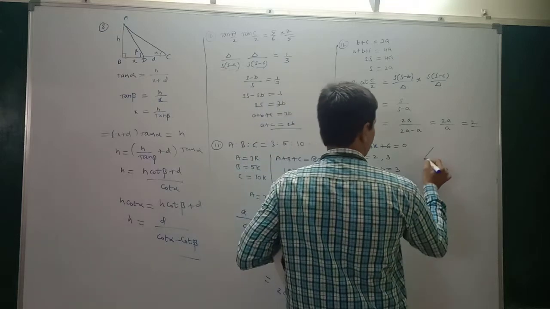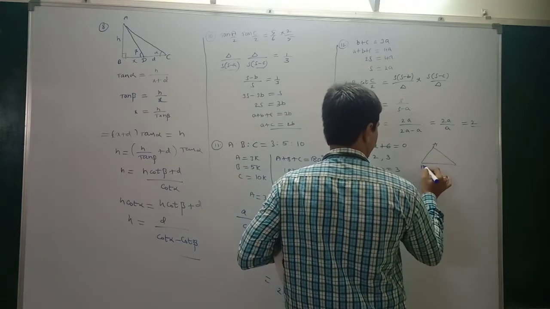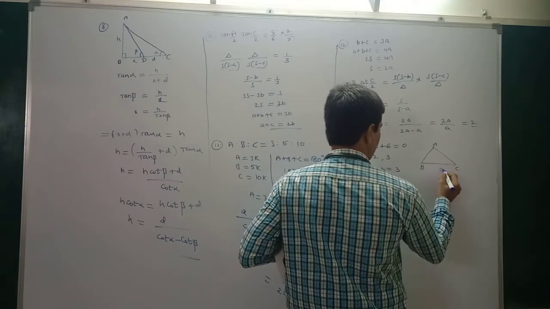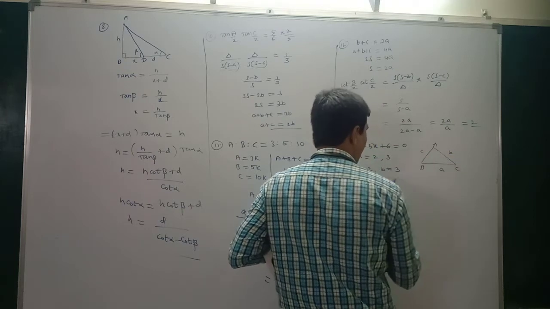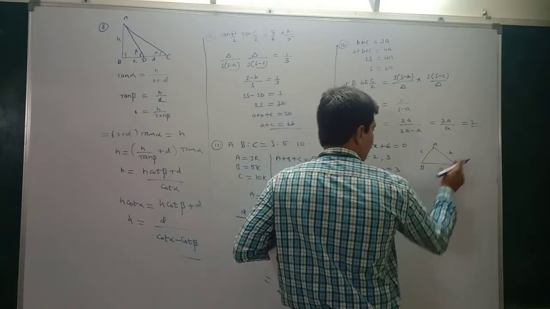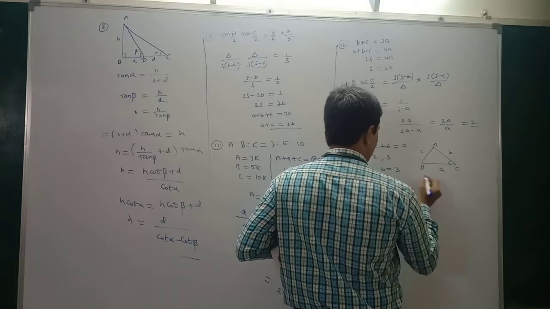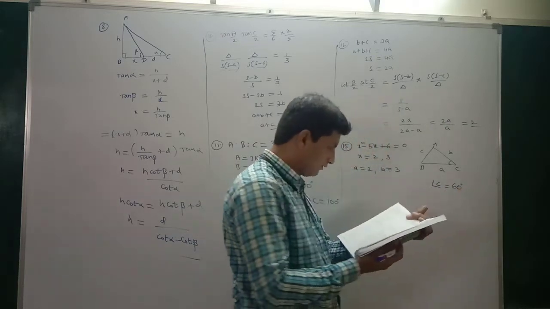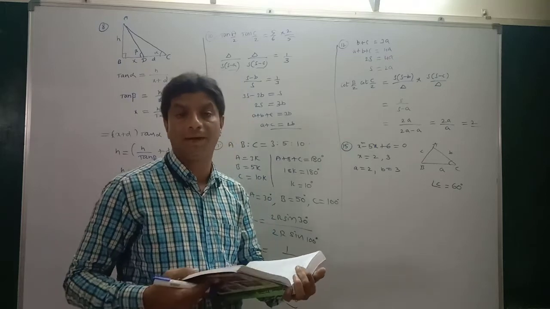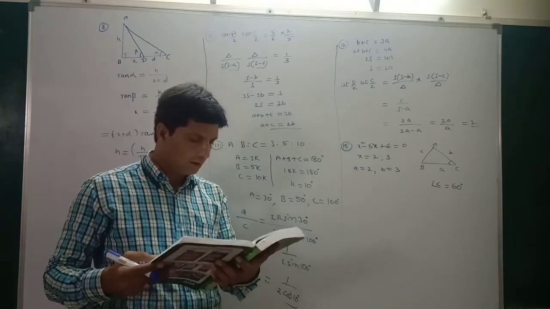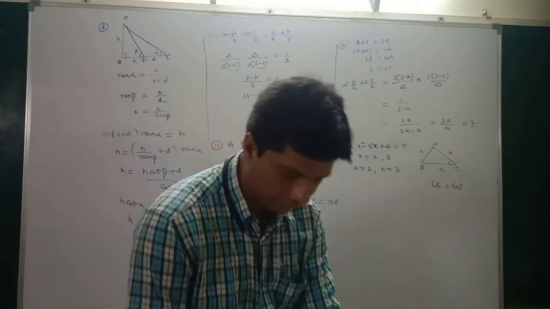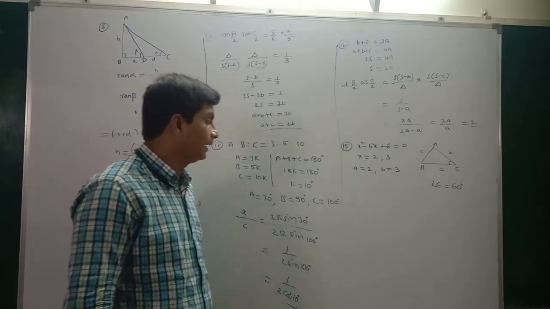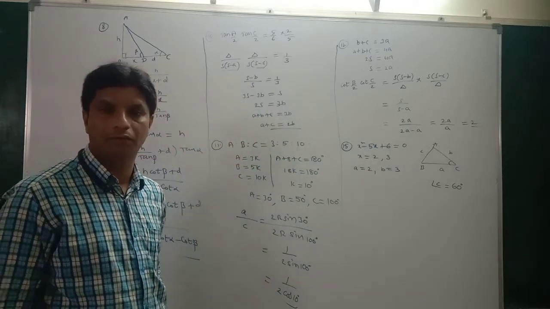That means this is the triangle ABC. This is small a. What is the angle between the sides a and b? I have taken capital C. So what is the value of capital C given? Pi by 3. Pi by 3 means what? 60 degrees. Then the perimeter of the triangle. What do we have to find? The perimeter of the triangle we have to find.